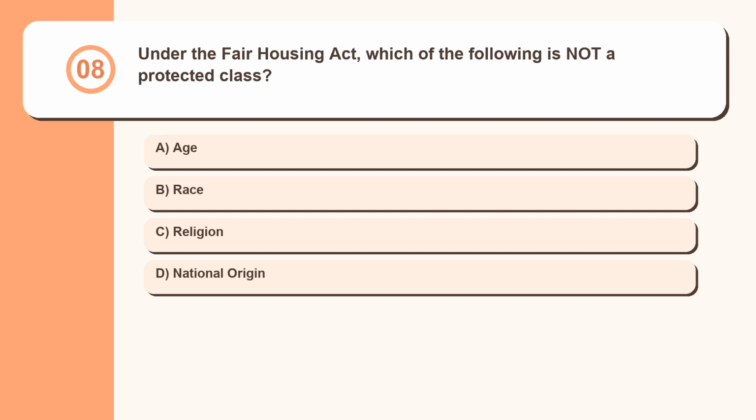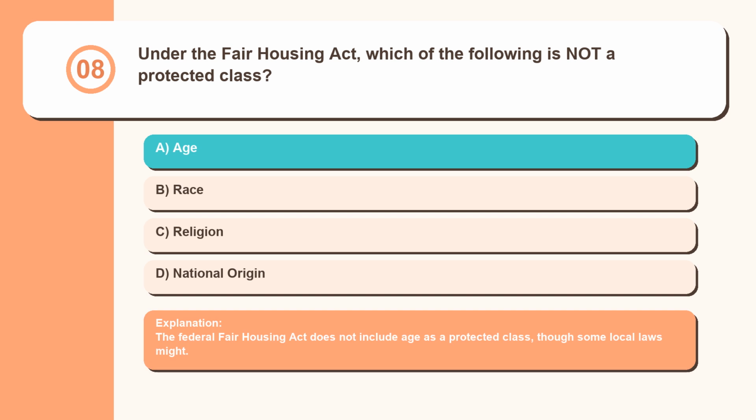Question 8. Under the Fair Housing Act, which of the following is not a protected class? Age, race, religion, national origin. The Federal Fair Housing Act does not include age as a protected class, though some local laws might.